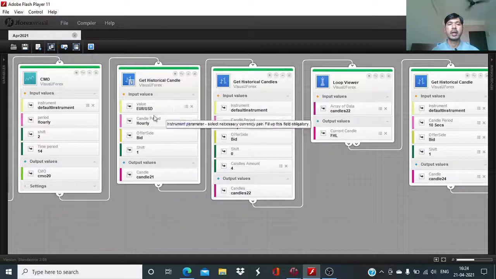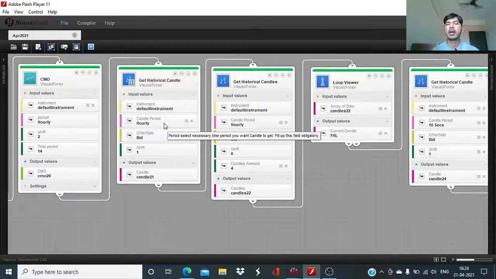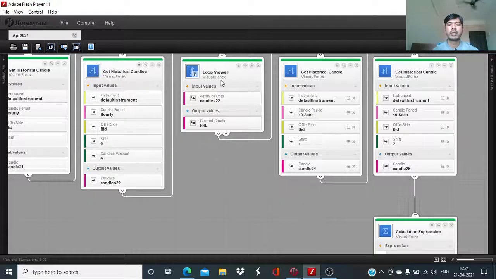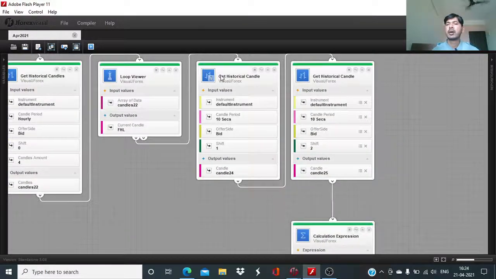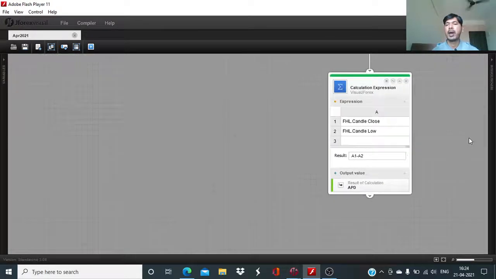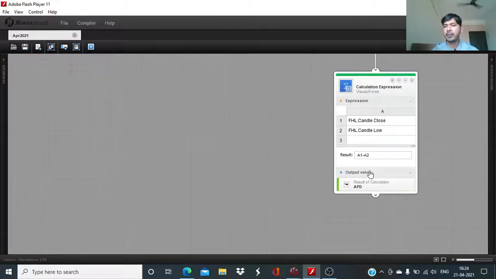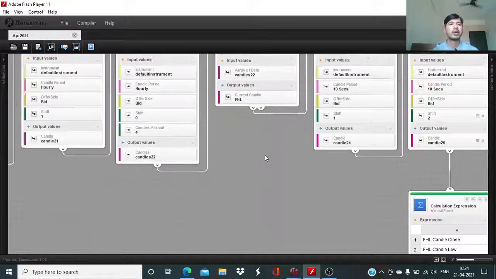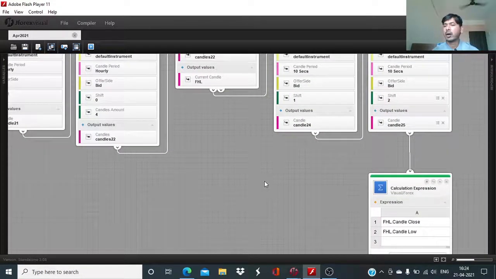To look at the price volatility, this get historical candle of the hourly candle period, and along with that, there is a candle cluster of four candles of 1 hour each. And to retrieve the individual characteristics, we will be using this loop viewer. And to pinpoint the exact entry point, these 10-second candles will come handy. And here we had looked at the price difference between the candle close and candle low for last 4 hours.